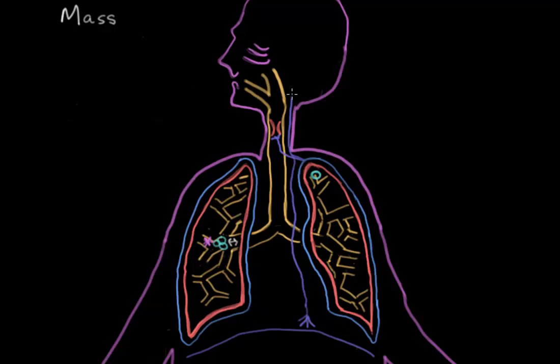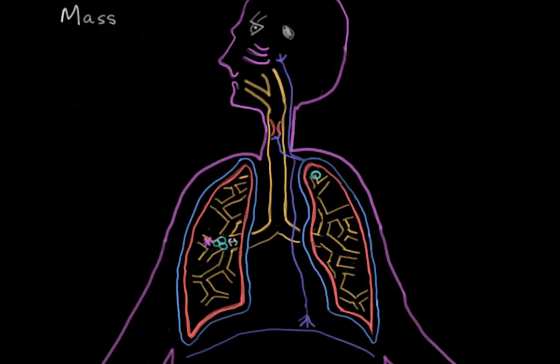Compressing these nerves causes Horner's syndrome, where a patient experiences drooping eyelids, constriction of the pupil, which is the central black part of the eye, and decreased sweating, but only on the same side of the body where the tumor is located, so here on the left side.